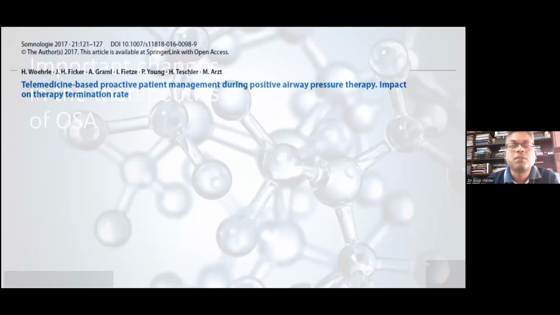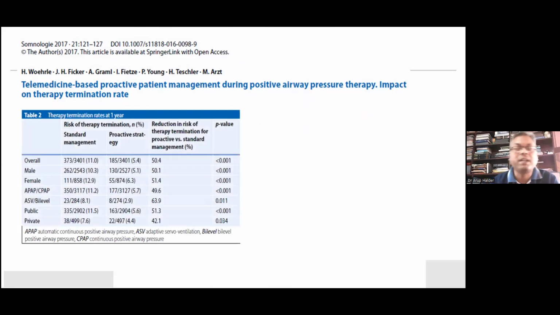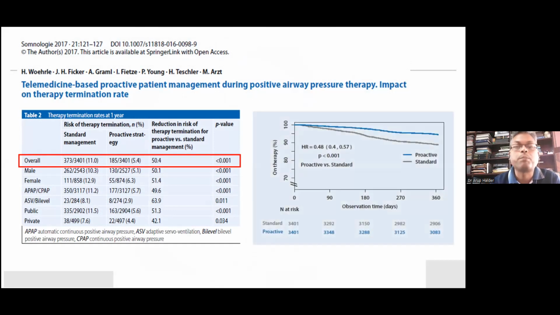So we know that what Dr. Ghoshal always says, that CPAP is a very big pill to swallow, and compliance is a big issue in CPAP. Rather than the reactive compliance, what we are practicing now, or what is the standard practice, a proactive compliance measurement by telemedicine-based approach can actually increase the CPAP compliance rate.